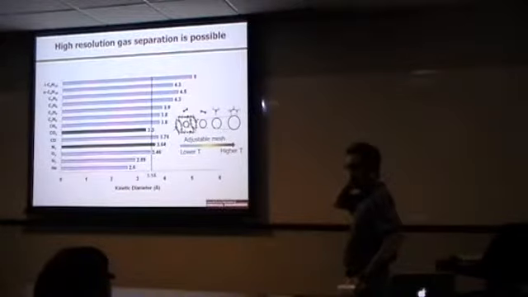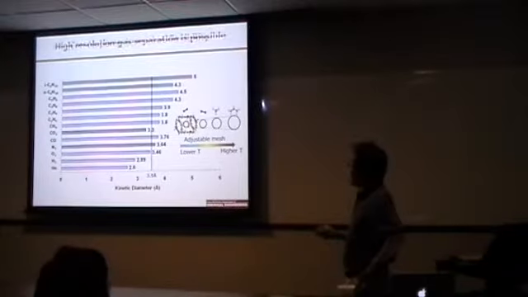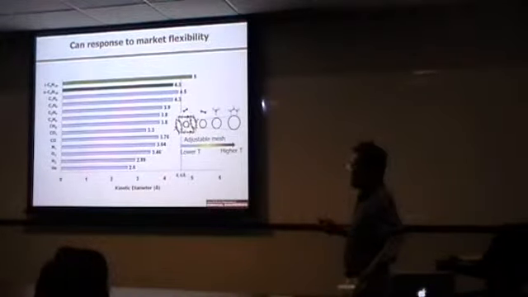cares about separating CO2 from nitrogen. Okay? Second quarter, for instance. Now everyone is interested in separating isobutane from normal butane. All right? Then all you have to do is basically just change the temperature. You don't have to discard these expensive membranes.